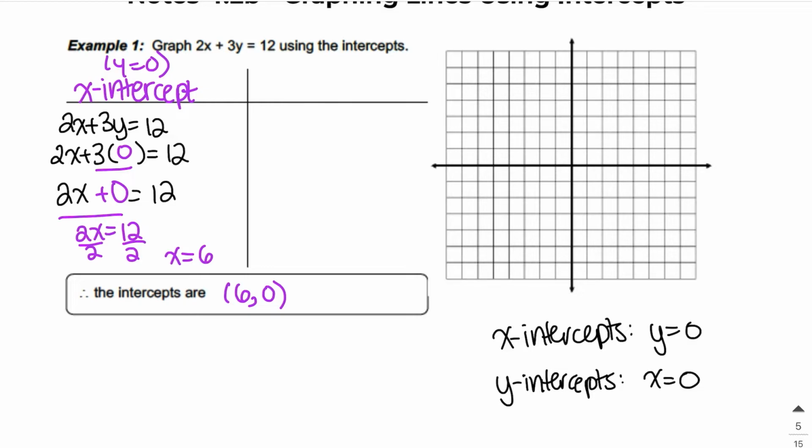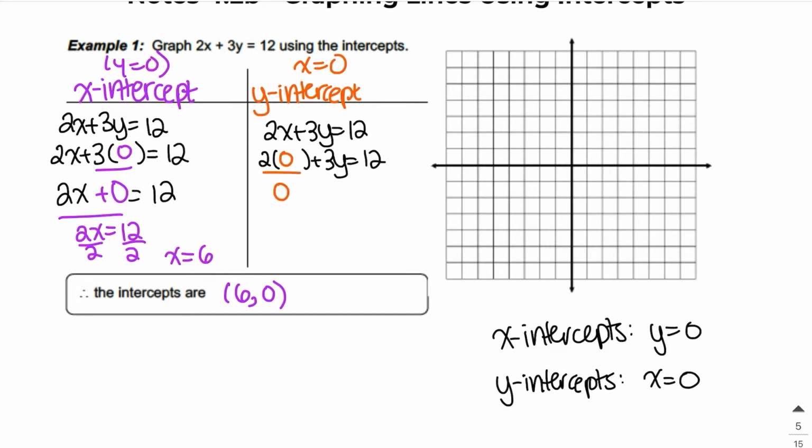Now let's talk about how to find the y-intercept. The y-intercept will happen when x is 0. So I'm going to do the exact same thing. I'm going to copy down the equation exactly how I see it, but this time when I see x, I'm going to replace it with 0. So this is 2 times 0, and 2 times 0 is 0. And then I'm going to copy everything else down exactly how I see it.